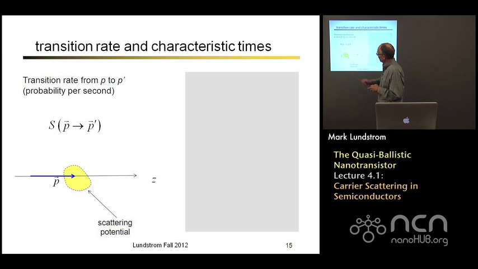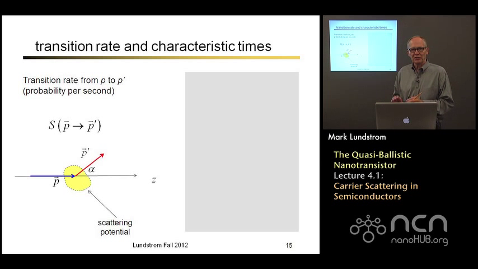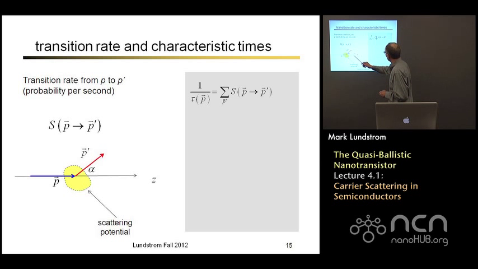The basic quantity that we're interested in is this transition rate from one momentum state to another momentum state. So S of P to P prime is the probability per unit time that an electron coming in with momentum P, when it encounters some type of random scattering potential, is deflected into another state P prime. That's what we call the transition rate. So that's the microscopic process that goes on.